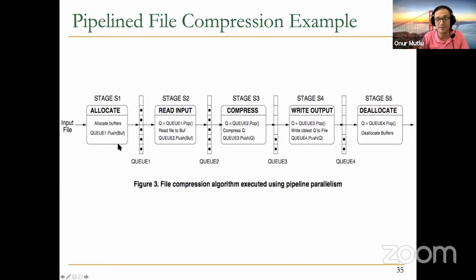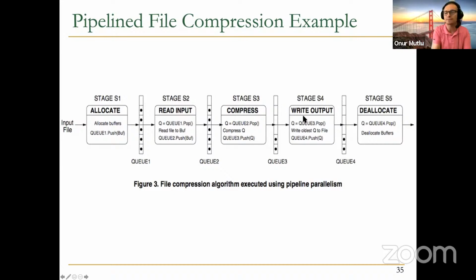You first allocate buffers at stage 1, and then there's some buffer you put, and then you read the input from there, and then you do the compression. You can actually have multiple stages for compression. Writing the output can also have multiple stages, and then you deallocate the buffers. Basically, you minimize the memory accesses by having specialized queues here, for example.